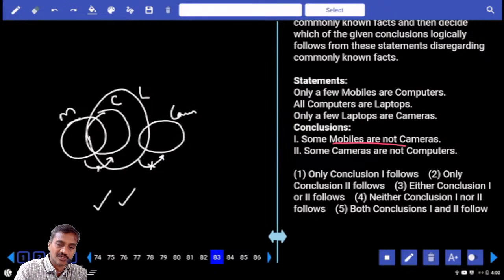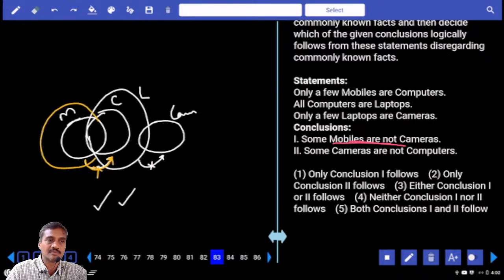Why is it not possible? Because only some mobiles are computers but not all. Now here he is talking about cameras. All mobiles are cameras. Yes, it is possible. Clear? Now this is camera. This camera I can write like this. Then I can prove all mobiles are cameras is true.